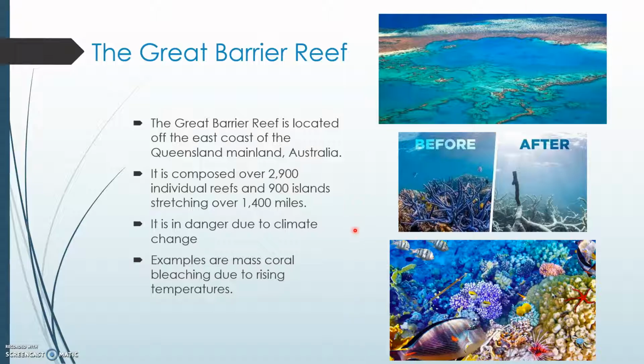It's in danger due to climate change because of mass bleaching due to rising temperature. Here's before and after. You can see the difference there. So you can see here, it's in its prime. It's beautiful and healthy, but right there you can see climate change has affected it.